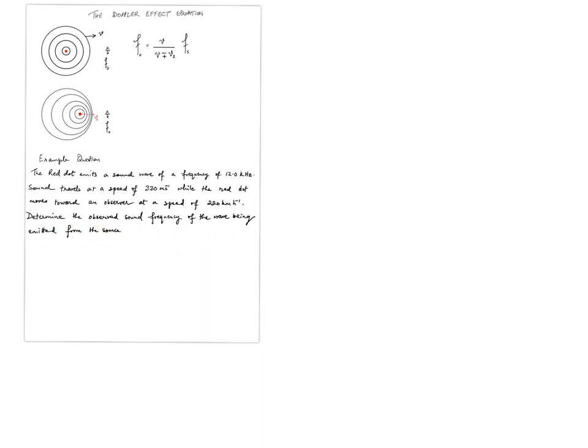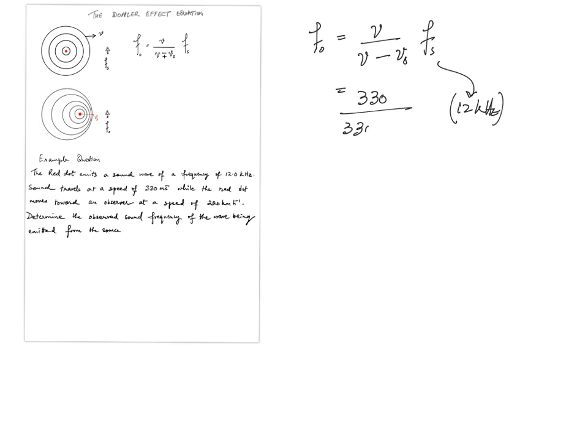So what I will do is I'll write the equation down that f naught, the observed frequency, is equal to v upon v minus vs, times fs. I'll use minus because it's approaching the observer. Now I know that fs is 12 kilohertz. That's done. The numerator, we know that the speed is 330. Here we have 330 minus vs, which is equal to f naught.